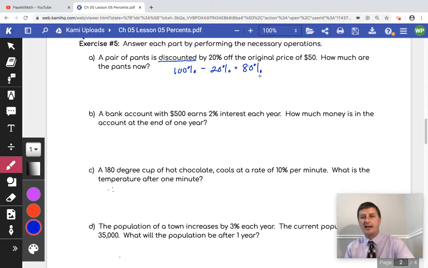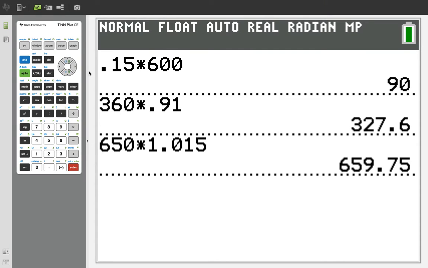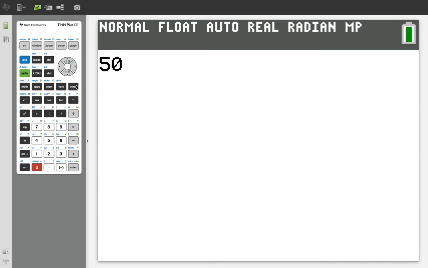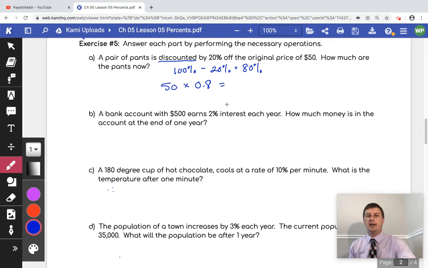So now if we're paying 80% of $50, how much are the pants now? Well, we're just going to take 50 and multiply it by 0.8, because that's 80% as a decimal. Just by doing this, we could get the price of the pants now. So let's do some math right here. 50 times 0.8, 80%, and we're going to get $40. So the pants are now $40. And I'll rewrite that with units. $40 right there is the price of our pants now.